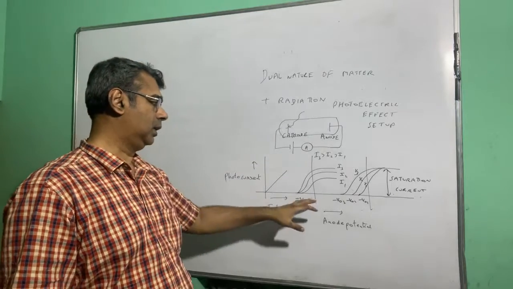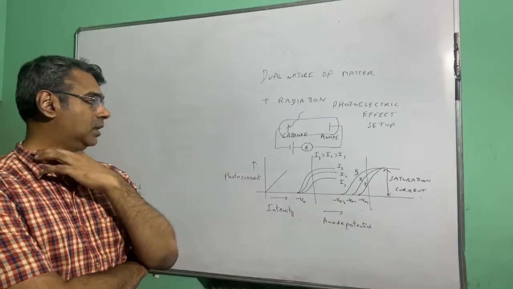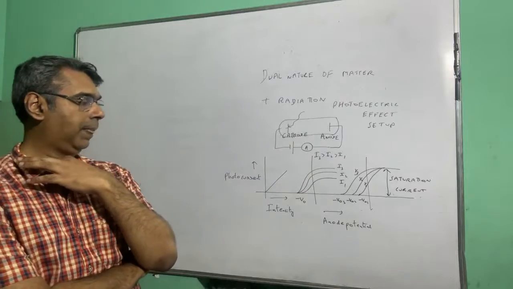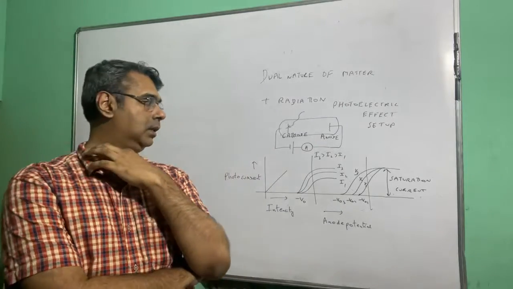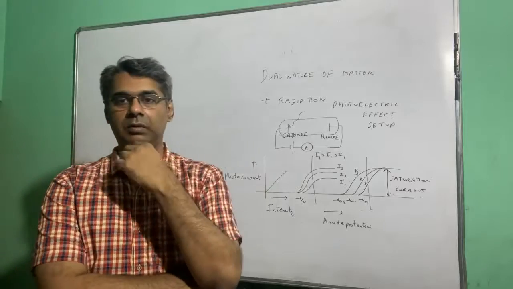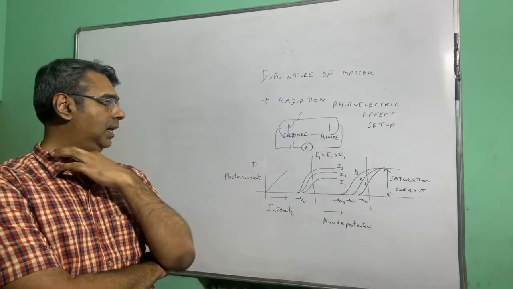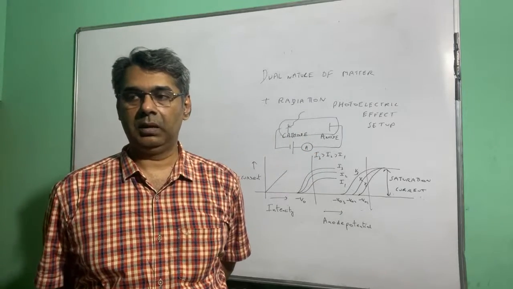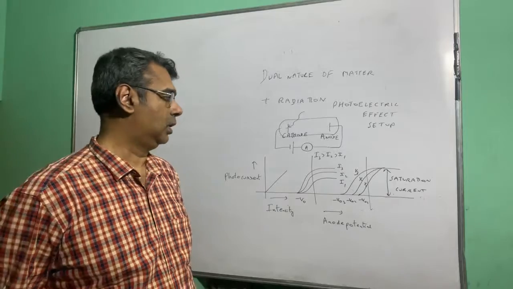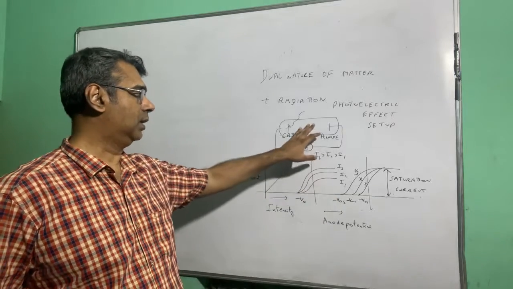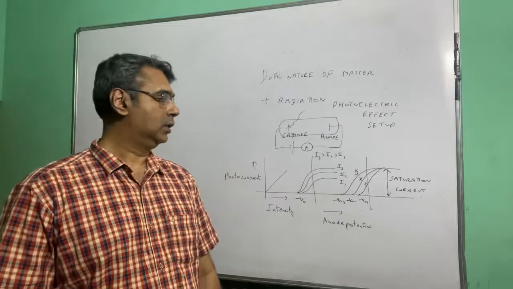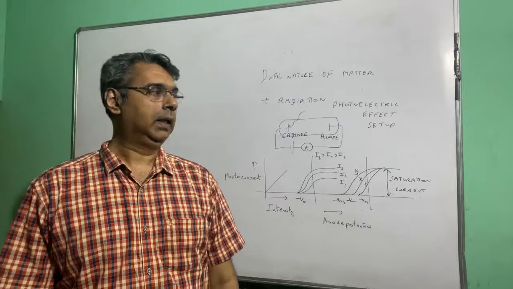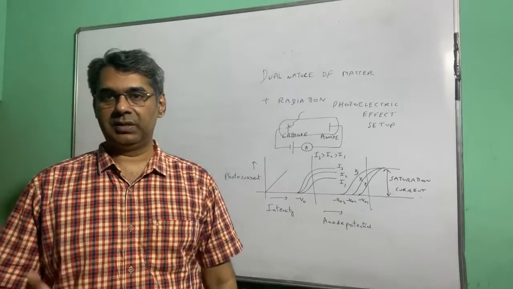Then we come to the next graph, that is potential of the anode versus photocurrent. When the potential of the anode is increased, the anode is going to pull the electrons much more. So if you increase the potential of the anode, it will pull the electrons much more, and the current should rise.